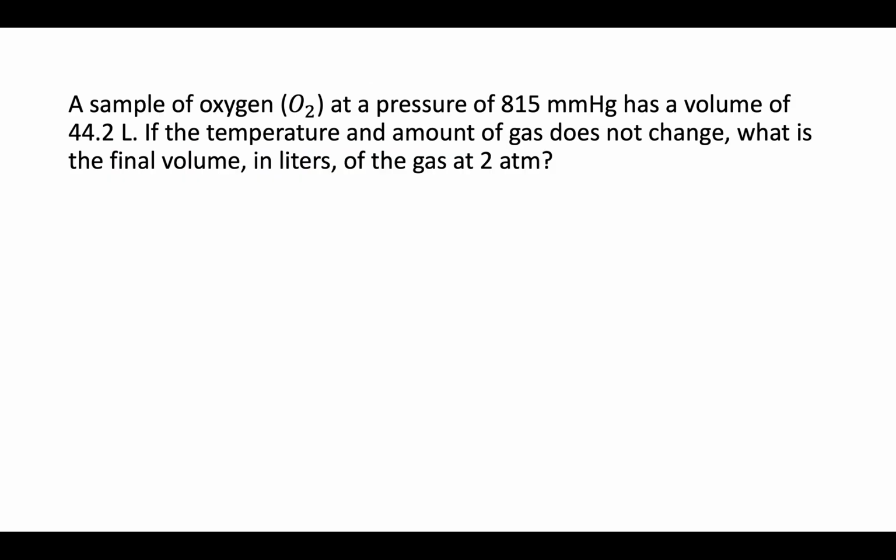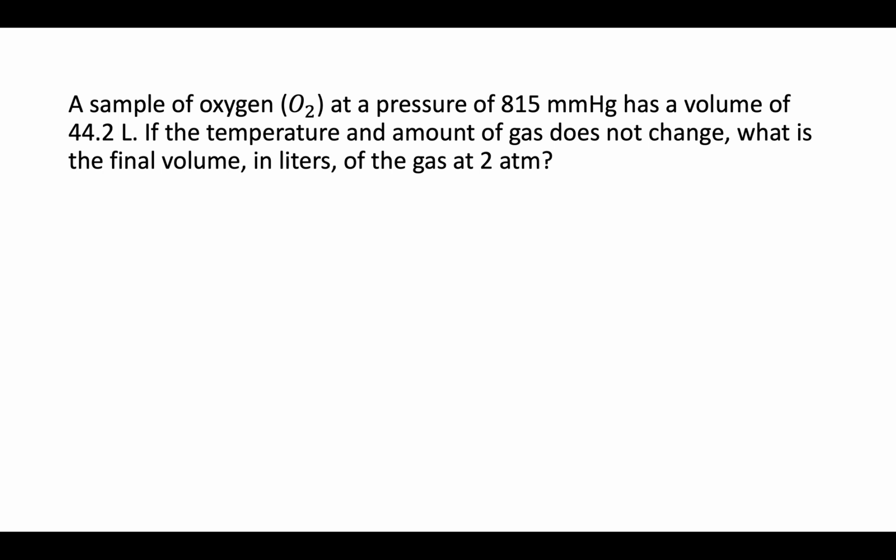All right, so a question asking about these relationships might look something like this. It says a sample of oxygen, O2, gas at a pressure of 815 millimeters of mercury has a volume of 44.2 liters. If the temperature and amount of gas does not change, what is the final volume in liters of the gas at 2 atmospheres?